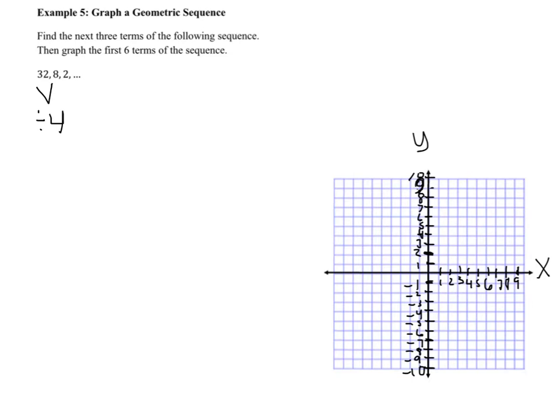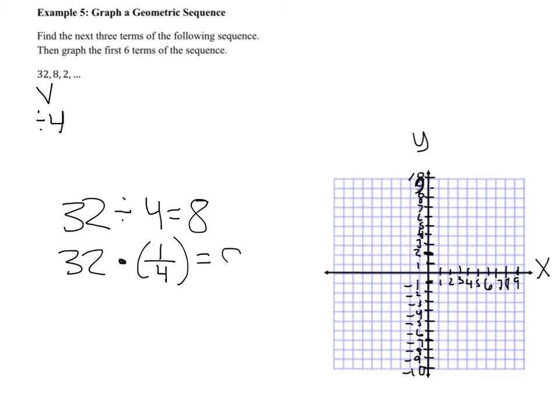However, we know that geometric is going to be multiplying. But if you think about it, you can take 32 and divide by 4 to get 8, but you can also take 32 times 1 over 4 and get 8. So since we can write this as multiplication, then if we divide to get to the next term, it's going to be geometric. So now we know that to get from 8 to 2, we're also going to divide by 4. So to get our next term, we want to divide by 4.